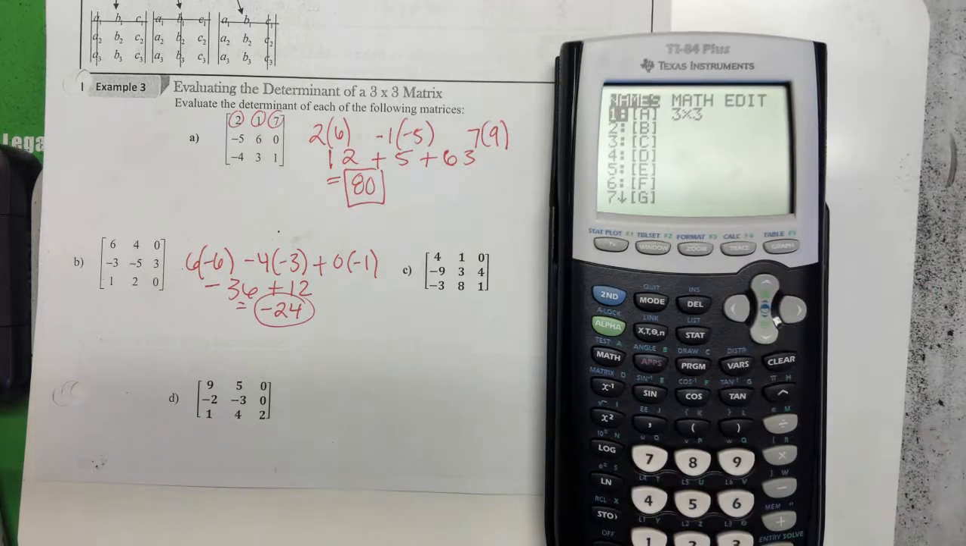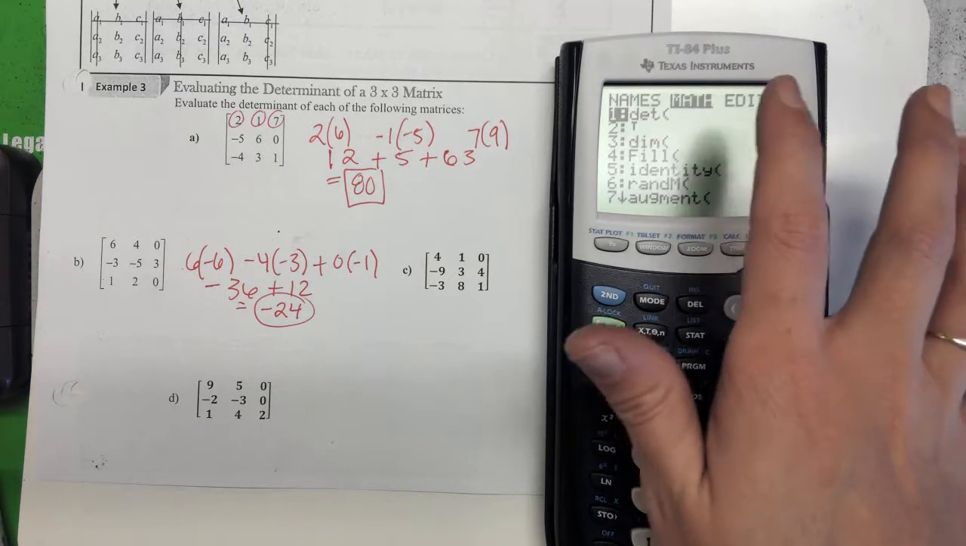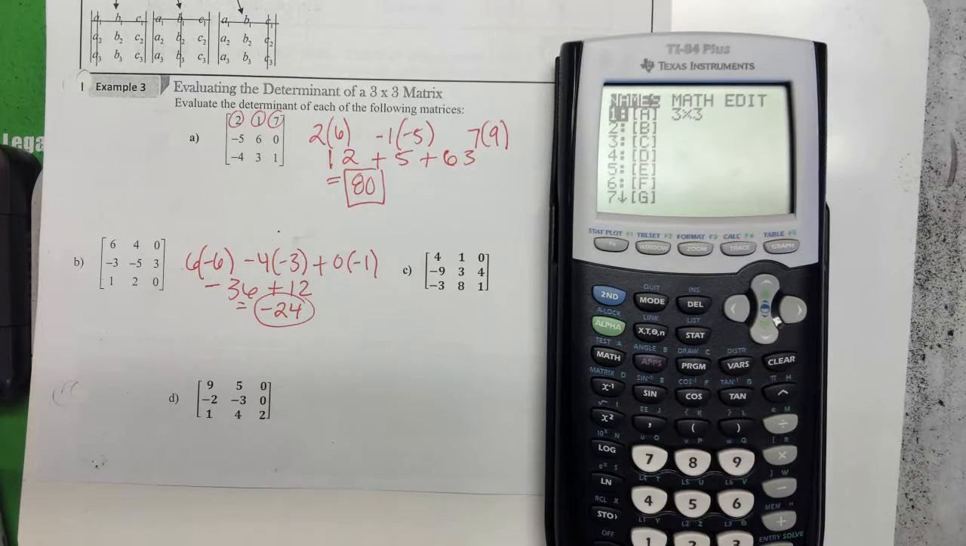Now hit second quit. Second matrix. Go to math, which is 1 over. And you see where it says DET? That's determinant. Hit enter. And then put your matrix in. So you go to second matrix. Hit enter. Enter.